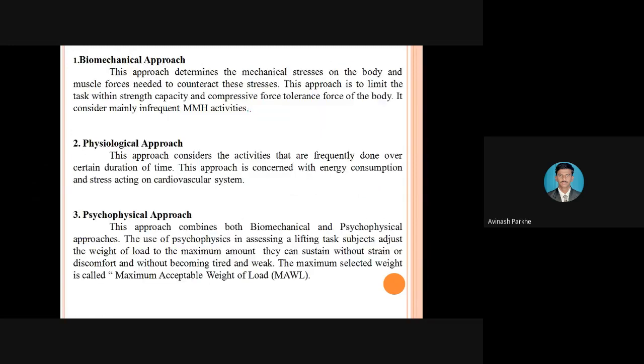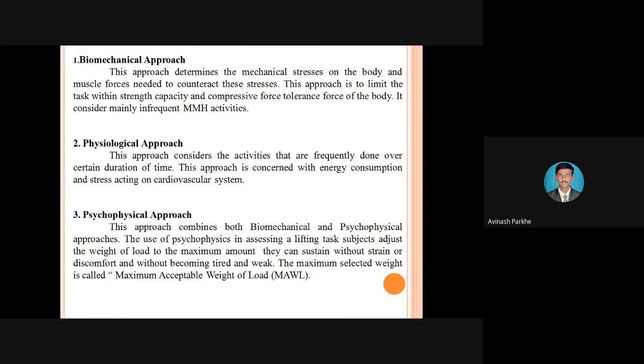Then once again, here I have explained the same approaches in detail. That is the biochemical approach. This approach determines the mechanical stress on the body or the muscles. Biochemical approach, it will determine the mechanical stress on the body. Whenever we are lifting the components, if the weight is very high, it may be trouble to your hand.